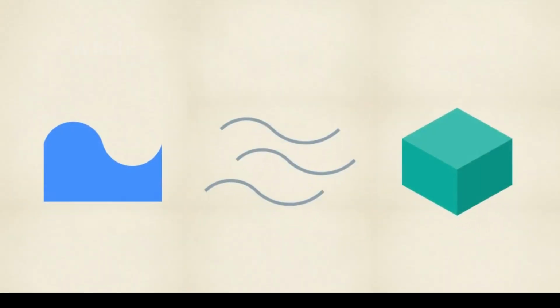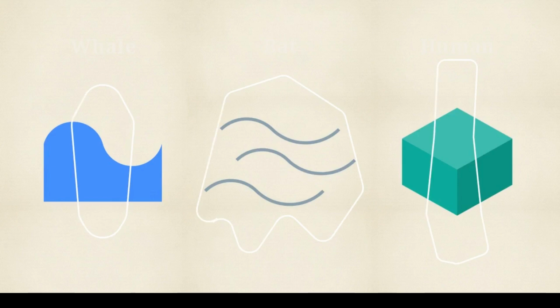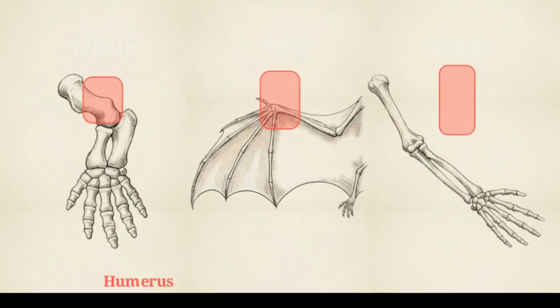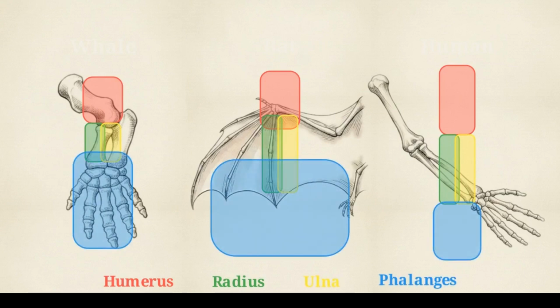This visualization shows the internal skeleton of a human arm, a bat wing, and a whale flipper. On the surface, swimming, flying, and a human hand grasping an object share nothing in common. But underneath the skin, the bone layout is identical. Every one of these limbs possesses a humerus, a radius, an ulna, and a matching set of phalanges.